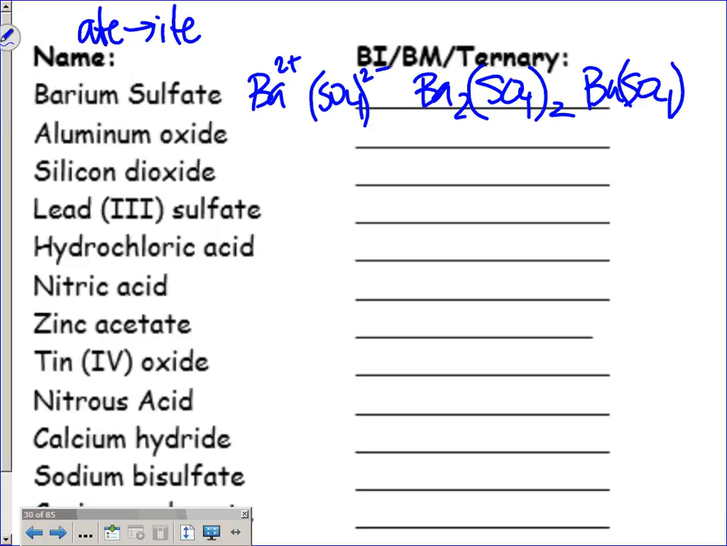Okay, aluminum oxide. First off, identify ionic or covalent. Ionic. Okay, I'm going to do a couple of these out loud with you, and then I'll start asking for your help, okay? So this one's definitely ionic. If it's ionic, you must find ion charges. Right, so aluminum. What is the charge of aluminum? Find on your periodic table. 3+. Thank you, EJ.